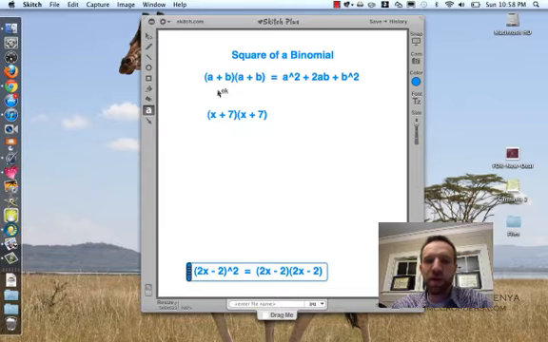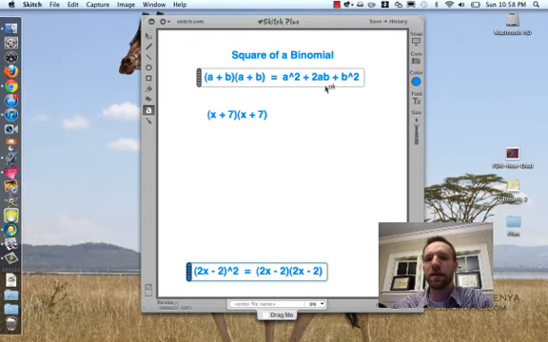So here's the deal, here's the pattern. When we multiply a plus b times a plus b, the answer will always follow this type of pattern: you have a squared plus 2 times whatever a times b is, plus b squared. Alright, so let's put that into work.